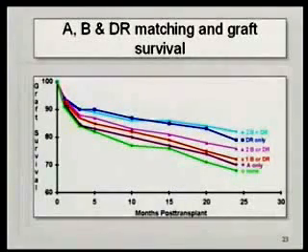However, ideally one should have a DR and a B locus match, or better than that, a DR match with one haplo identity. Okay?